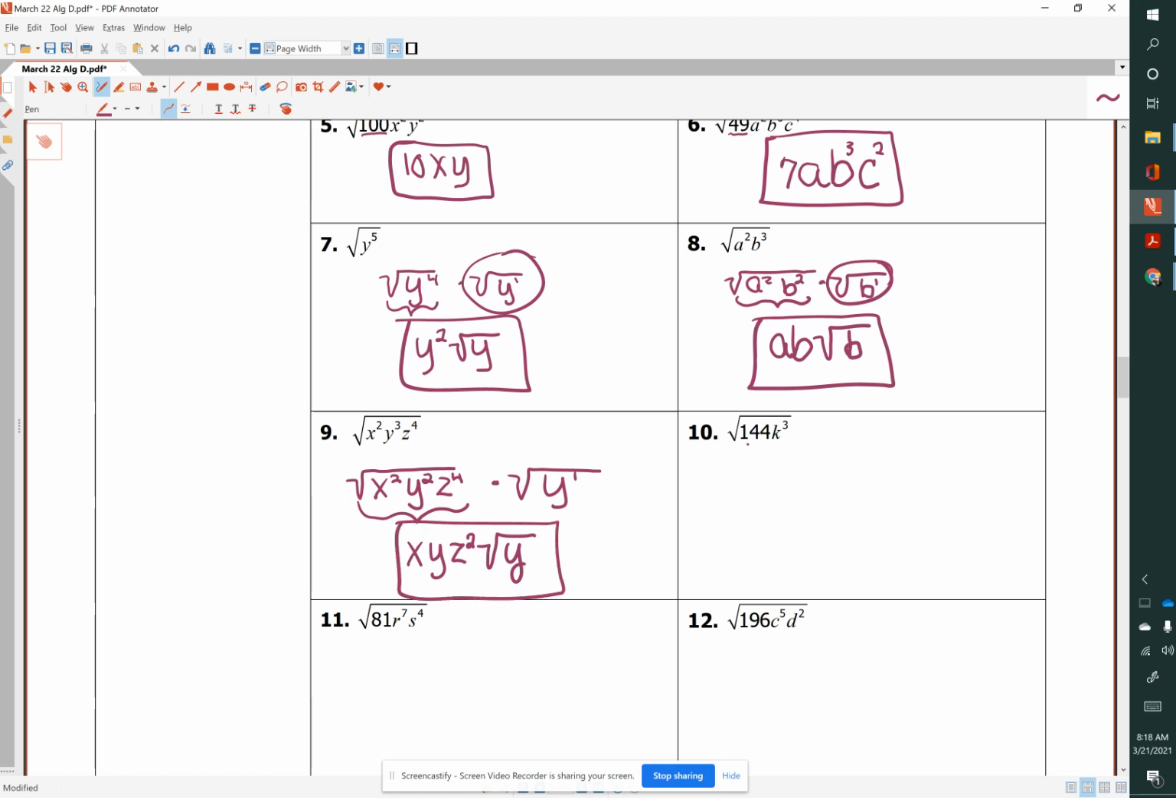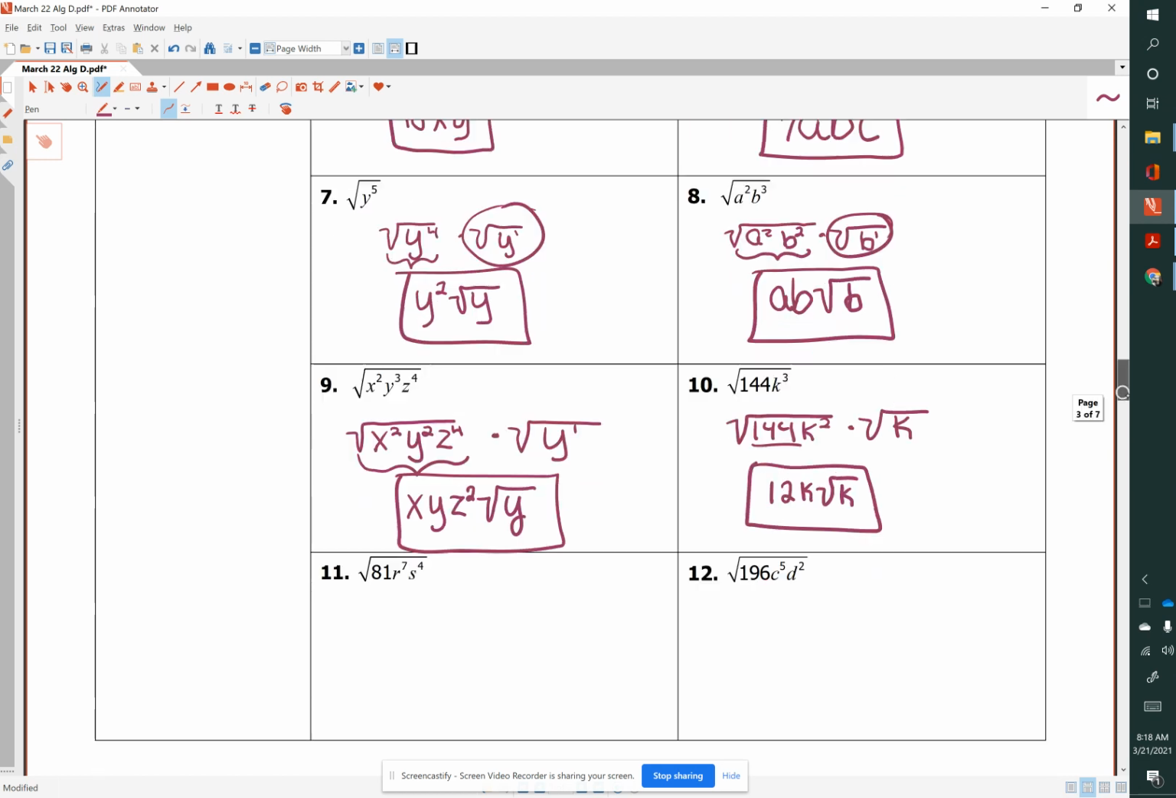Number 10, the square root of 144 is 12. Well, let's not go there yet. Let's actually show all our steps. So we're going to have the square root of 144. K, 3 minus 1 is 2 times the square root of k. So this is a perfect square. So this will be 12. K, 2 divided by 2 is 1. So that will be an invisible 1. And then we have the square root of k. And that's our final answer.